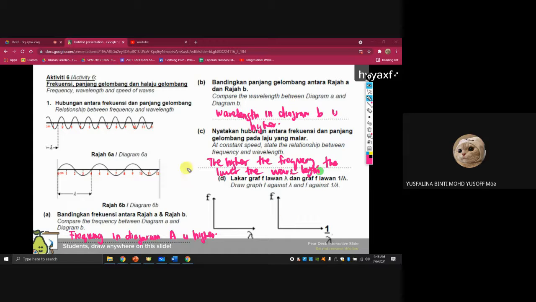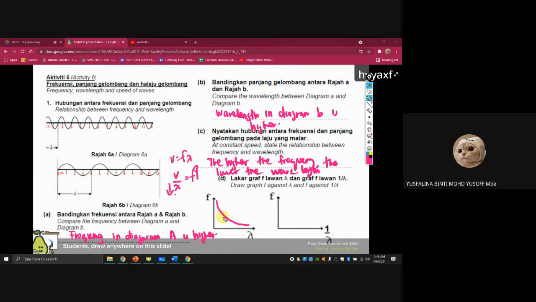Then how about the graph? Based on the formula, v equals f lambda. If I change the position of lambda, v over lambda equals f. So if I increase the frequency, the lambda will decrease, so this is inversely proportional. You have to draw like this. Make sure it will not cut off the x-axis.